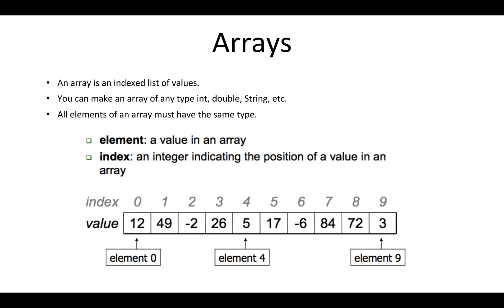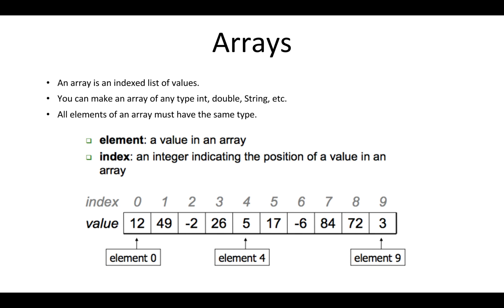So I'm just gonna do a quick review of arrays, even though I know we have a video on arrays already. An array is just an index list of values. You can make an array of any type of object or primitive data type in Java, but once you've decided what type is going to be stored in the array, you can never change it. And all elements of the array have to have the same type.